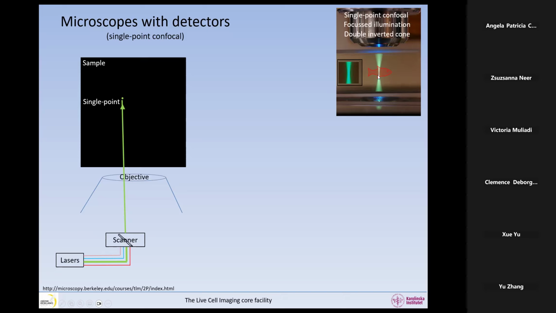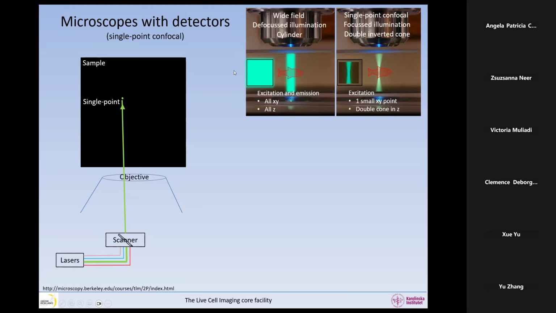Okay, so this is the single point confocal. We have a focused illumination, and the shape of the illumination is a double inverted cone. So the excitation is a tiny spot of light, and also it's a double cone in Z. And this is the reminder of what it looks like on a wide field. We have instead a cone where all Z are excited.